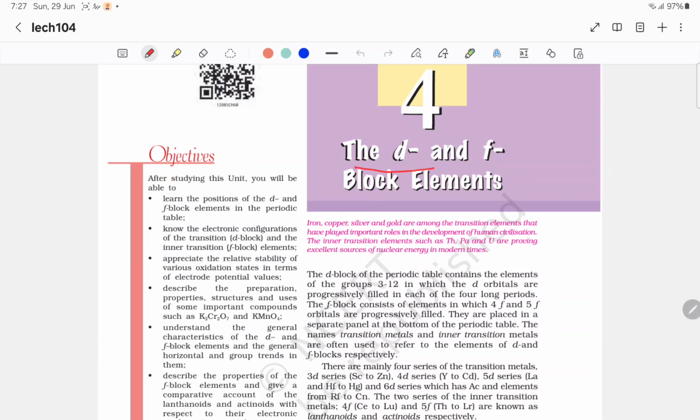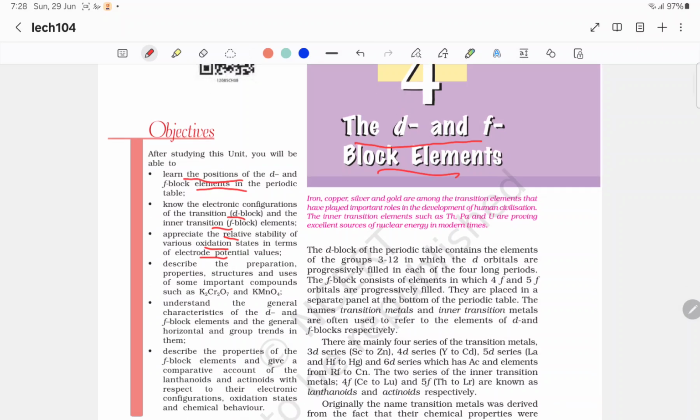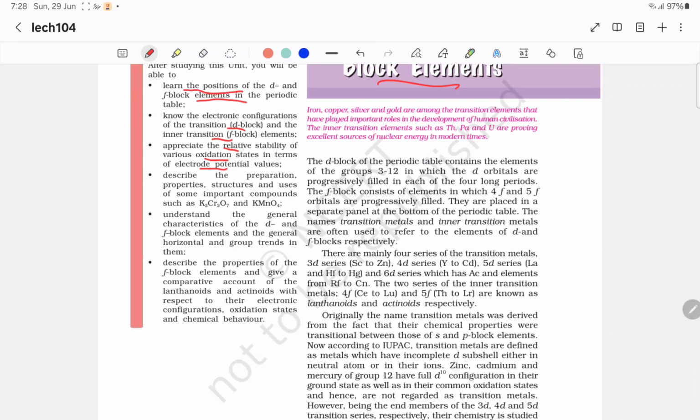Chapter: The d and f block elements. After studying this unit, you will be able to learn the positions of the d and f block elements in the periodic table, know the electronic configuration of the transition d block and the inner transition f block elements, appreciate the relative stability of the various oxidation states in terms of electrode potential values, describe the preparation, properties, structures and uses of some important compounds like K2Cr2O7 and KMnO4.